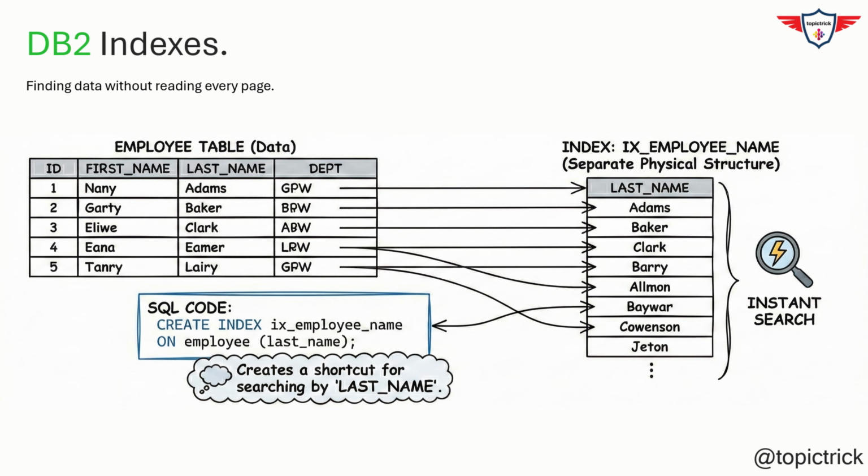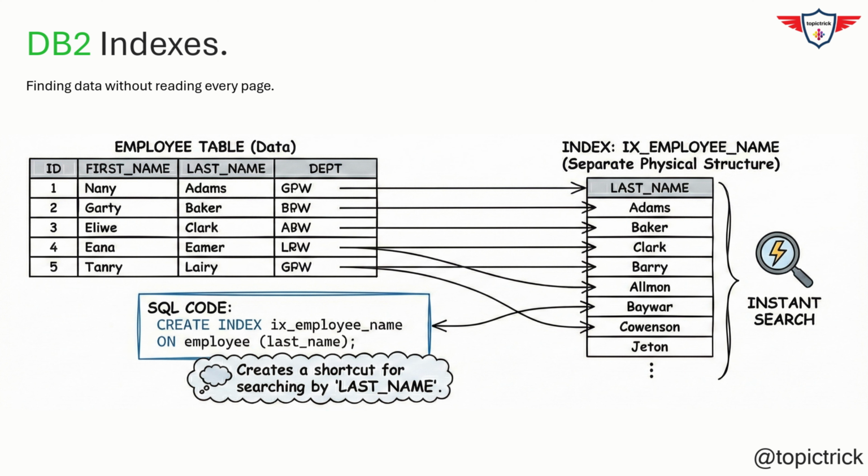A common mistake? Indexing every single column. This is bad. Every time you insert or update data, DB2 has to update the index too. This slows down your writes. Use indexes only on columns you search for frequently. Quick recap? Indexes speed up data retrieval. They're like a shortcut to your data, but use them wisely.